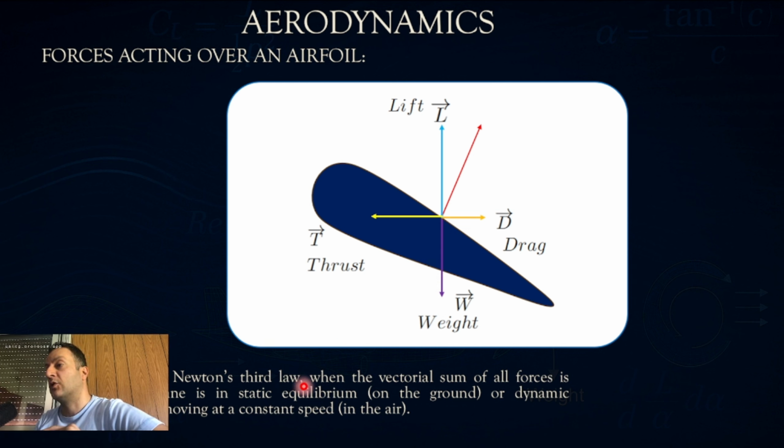According to Newton's third law, when the vertical sum of all forces is 0, it means that T equals D and the weight is equal to the lift. In such case, you either have a static equilibrium, which is when the plane is on the ground, or a dynamic equilibrium, which is when the plane is moving at a constant speed in the air.